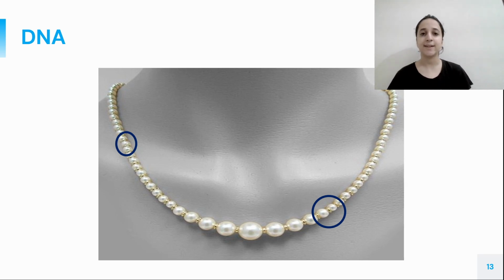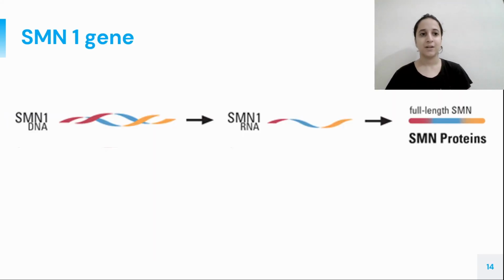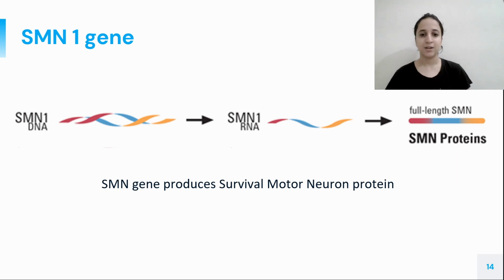So let's just assume the second circle is the SMN1 gene, which is the survival motor neuron 1 gene. From the name itself, that is survival motor neuron, you can make out that the protein which is produced by this gene is vital for the survival of motor neurons. So let's zoom right into it and understand it a bit more. As you can see in this diagram, the SMN1 DNA or the gene finally gives rise to the SMN protein or the survival motor neuron protein.